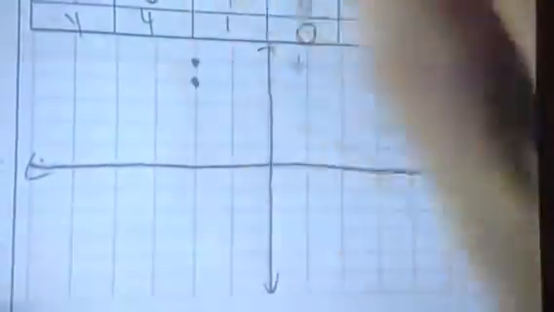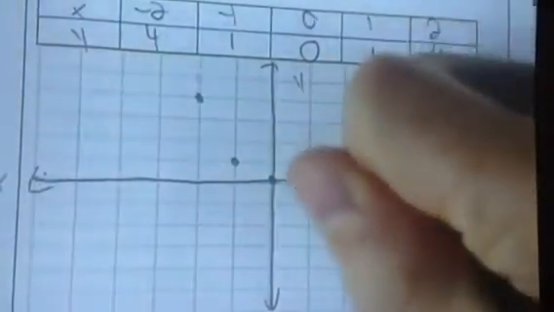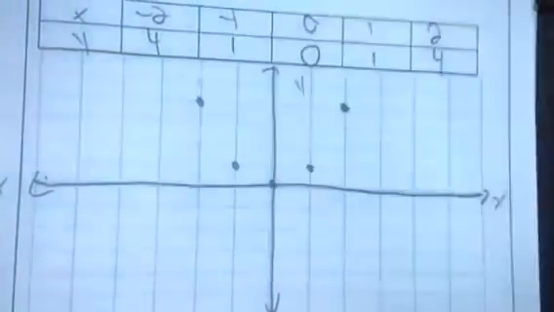-2, 4, I go left 2, up 4. Oh, did I go up 5? 1, 2, 3, 4. Oops, I went up 5 instead. So -2, 4. -1, 1, go left 1, up 1. 0, 0, that's the origin. 1, 1, that's here. 2, 4, that's here. Okay? Now all I have to do is connect those points. Make sure you get all of those points connected.